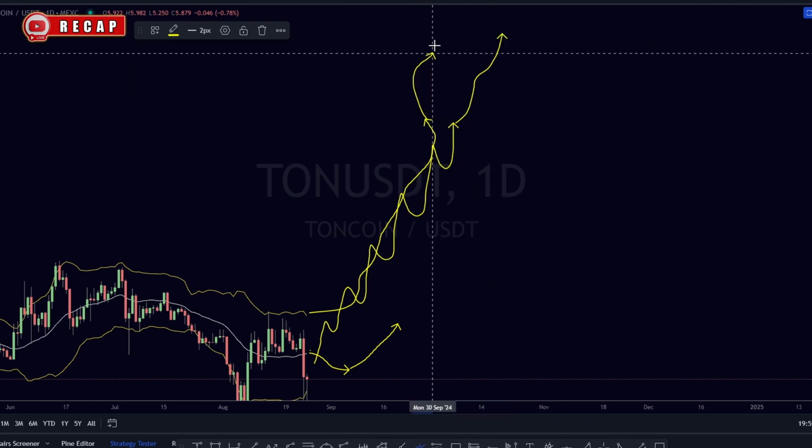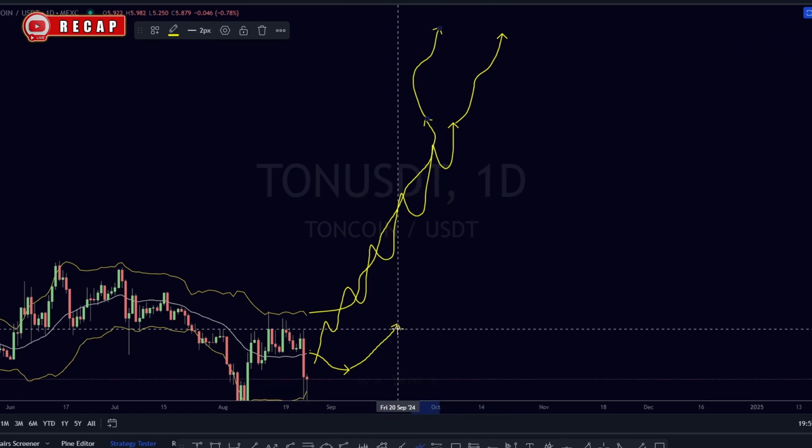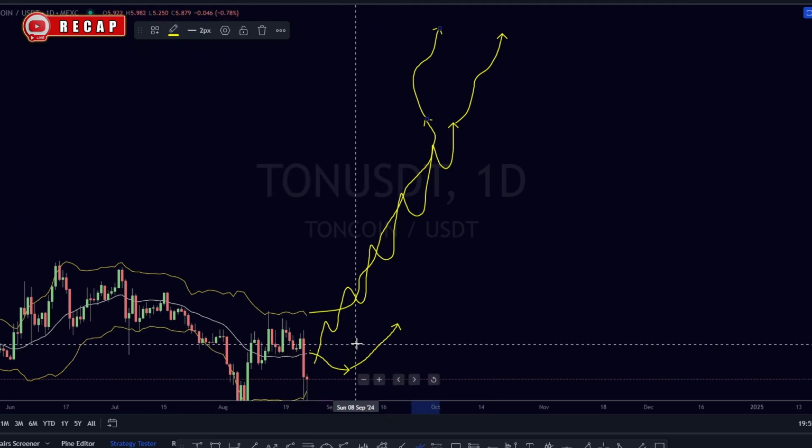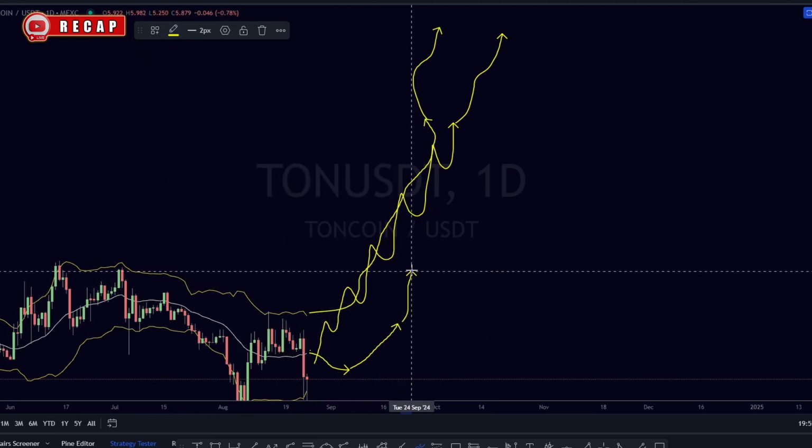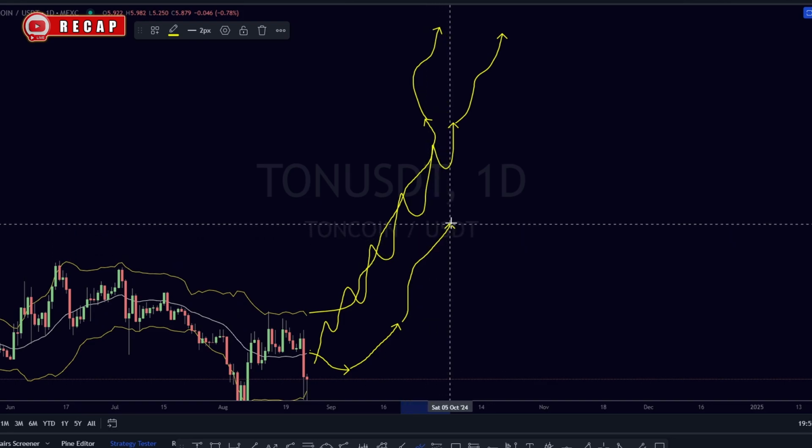So this is an average. So this is going like this. This is your white line right here. This is trying its hardest to catch up to the price action.